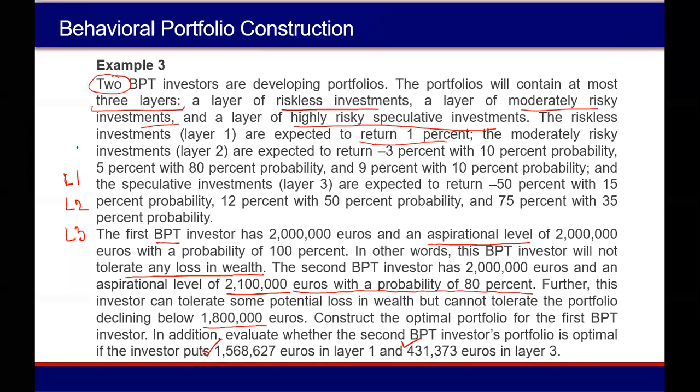For the first BPT investor, if he invests 100% of his wealth in layer 1, he has no chance to lose anything. His investment will remain at 2 million, and he has a wealth level after getting this return of 2 million plus 1% return. So his optimal portfolio is layer 1. But for the second BPT investors, we have been given some suggestions for allocation.